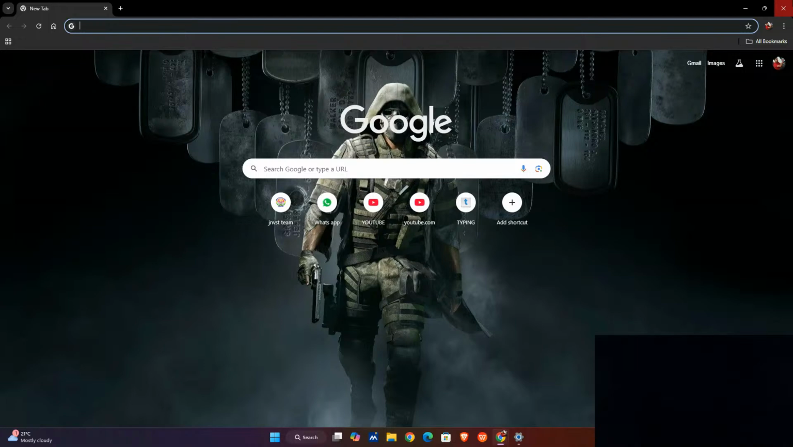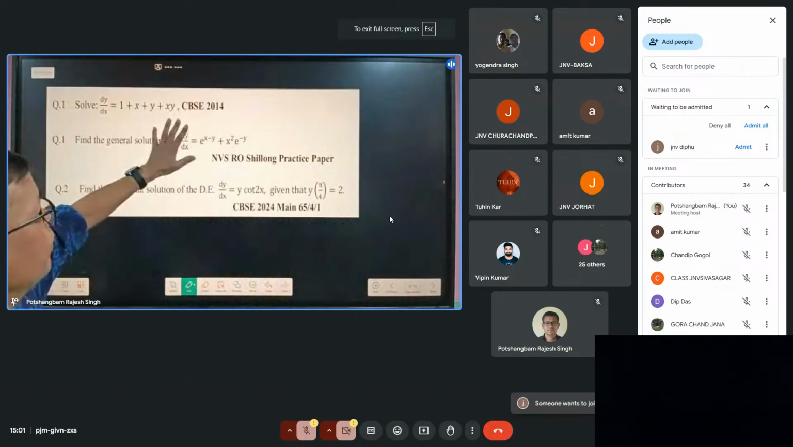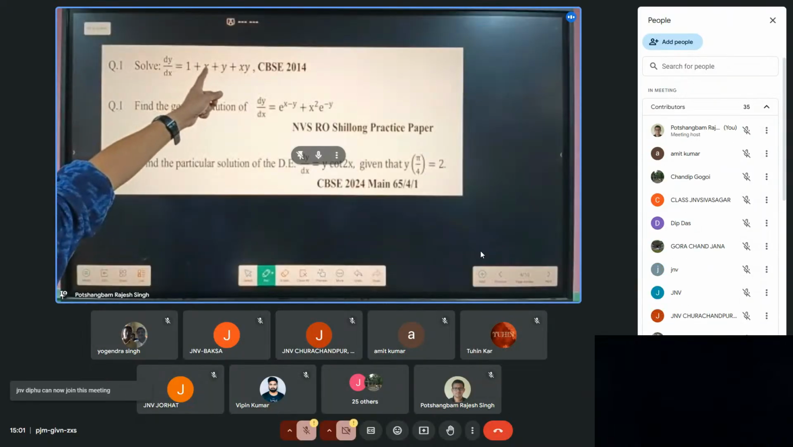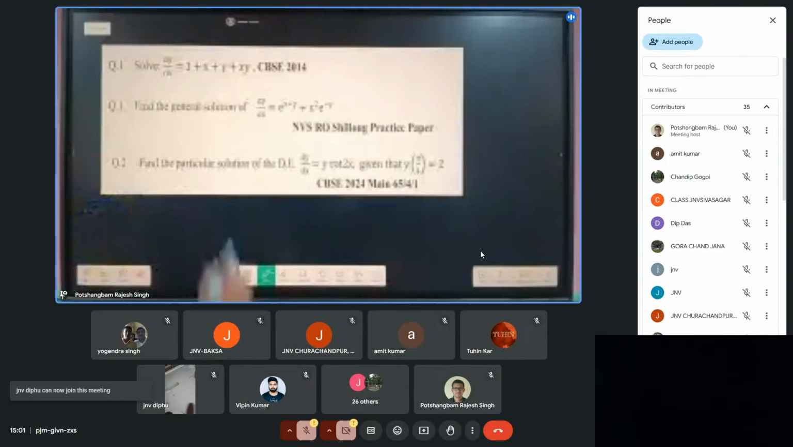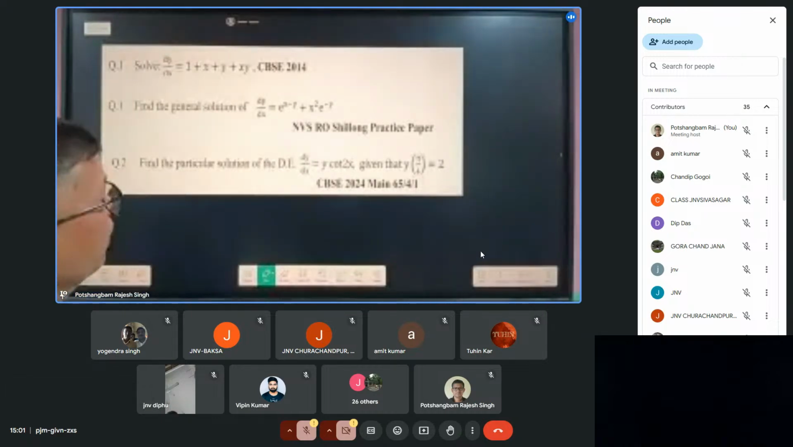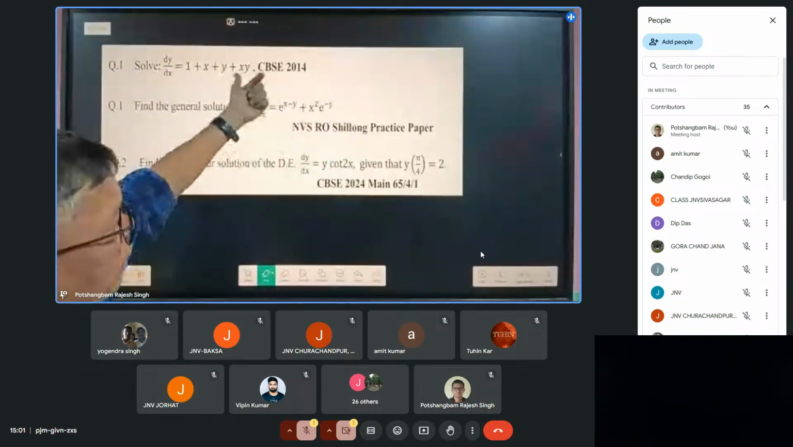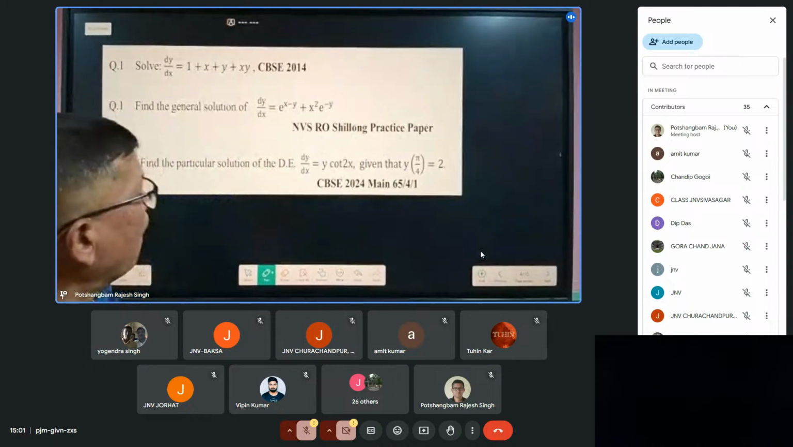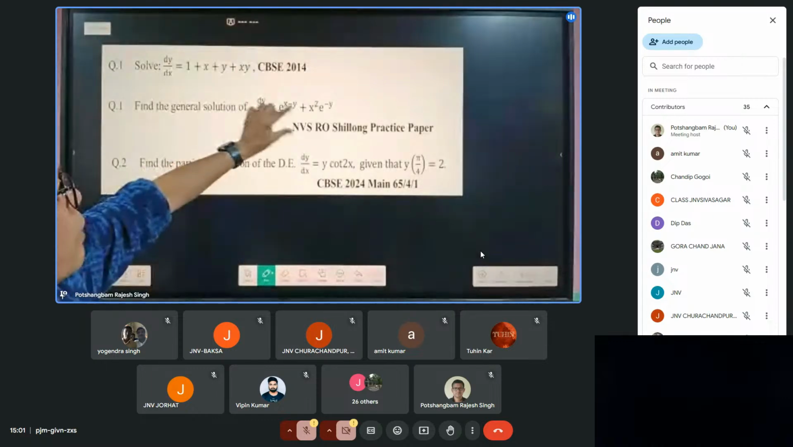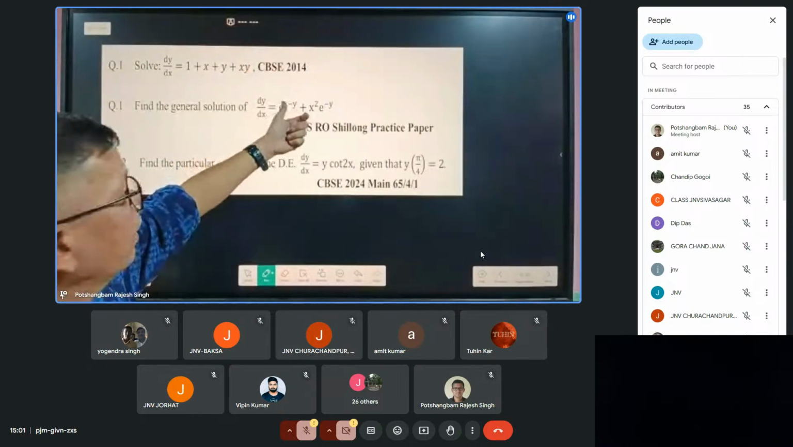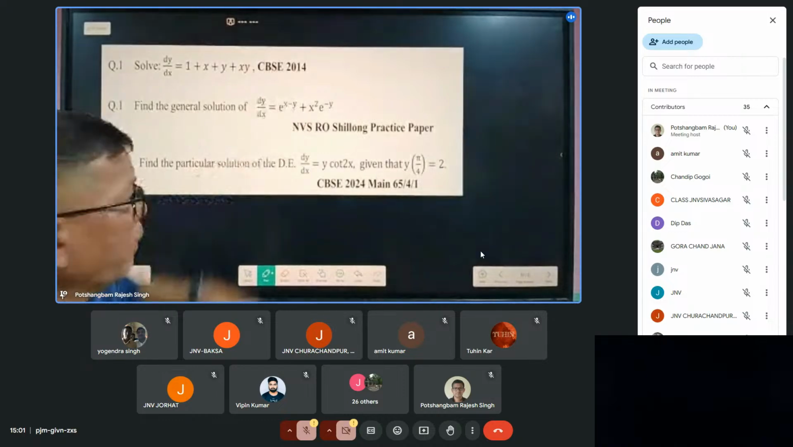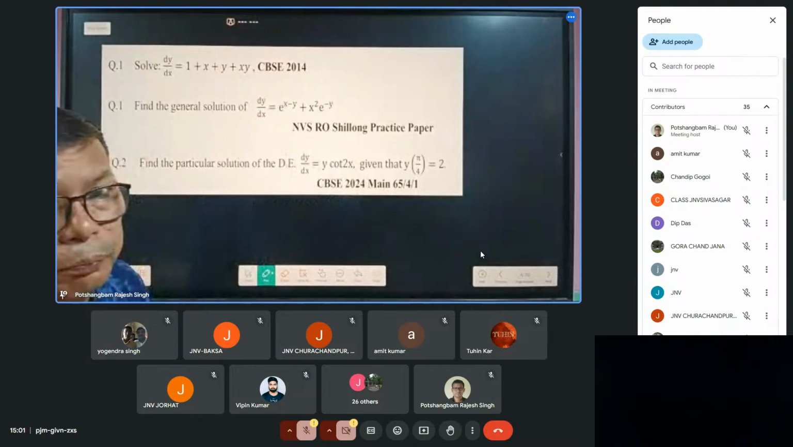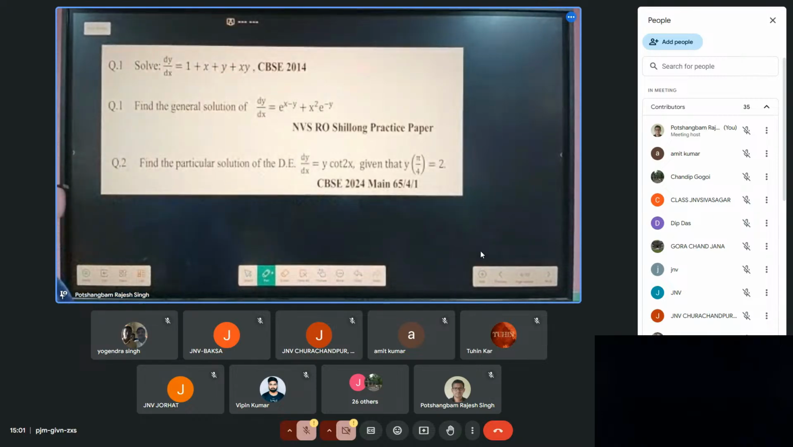So these are a few problems that you may try. Just solve dy by dx equal to 1 plus x plus y plus xy. This may be the problem that you may try. And this is already there in the CBSE practice paper, and the solution is also already there. In that practice paper, you can see this type of question. Here, exponentials will mostly be utilized, especially on the variables. This is the question from last year, 2024. You can try this question.